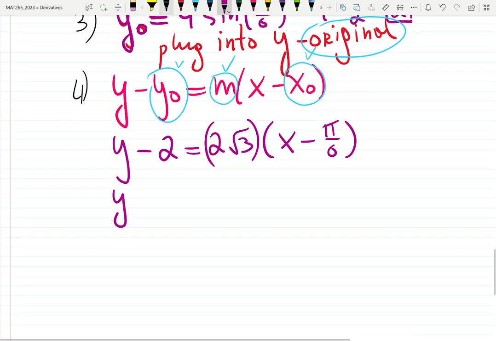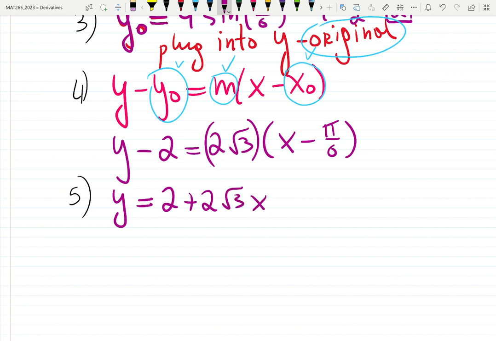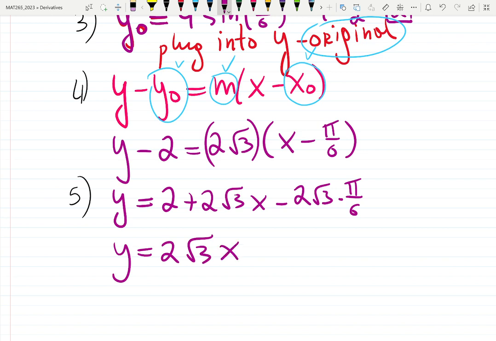Step 5, simplify. By simplifying, we mean rewrite as y equals blah, blah, blah. y equals 2 plus 2 square root of 3 times x minus 2 square root of 3 pi over 6. Simplify that. And the answer becomes 2 square root of 3x. That's the beginning of y equals mx.